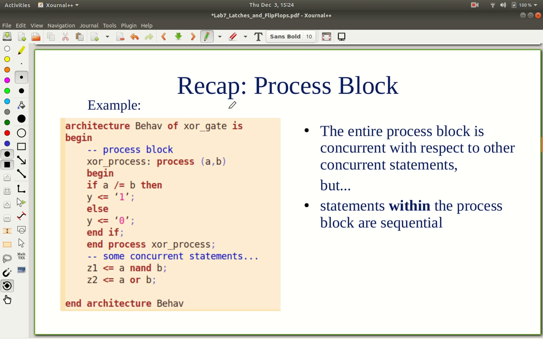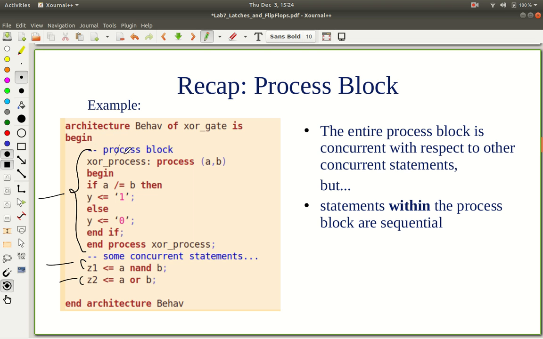So let's do a quick recap of the process block. If you recall, inside the architecture there are a set of concurrent statements. Those statements are concurrent, they exist simultaneously, and a process block can be one such concurrent statement. The entire process block acts like one concurrent statement and it exists concurrently with these other statements.